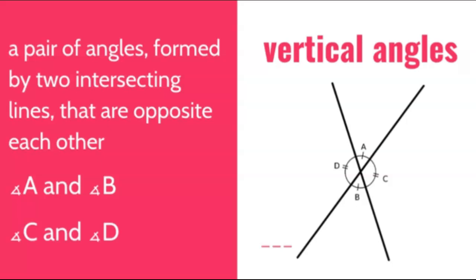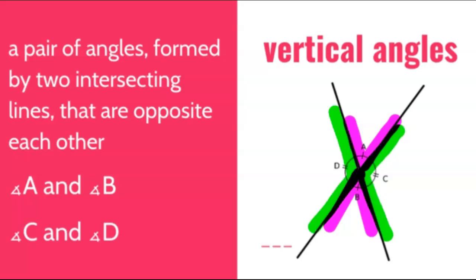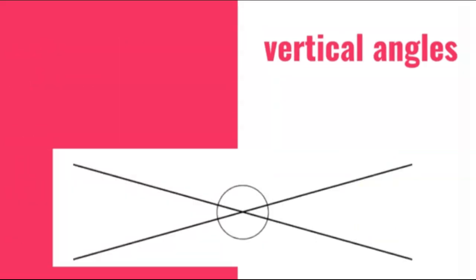In this diagram, we have vertical angles A and B. Notice they are opposite each other when these two lines are crossing. We also have vertical angles C and D. Those are opposite each other when those two lines are crossing. If we know the measure of one of the angles when two lines are crossing, let's see if we can find the measure of the angle that's vertical to it.